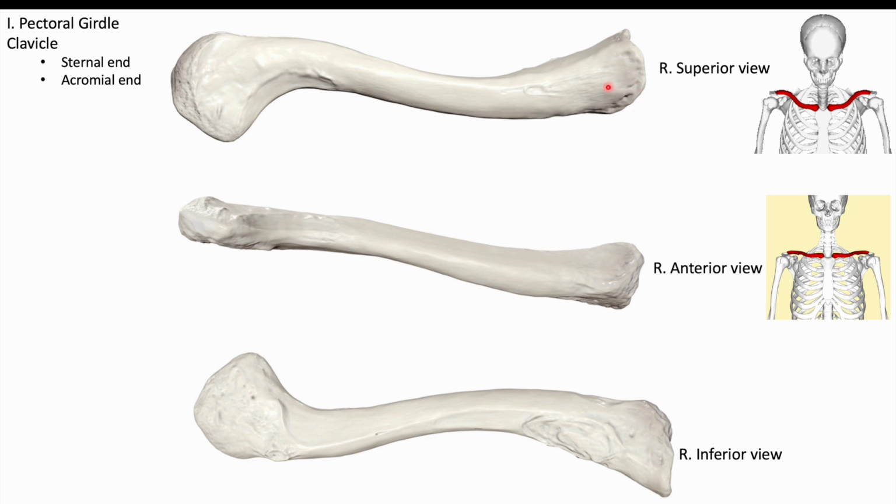So this is looking at the clavicle from the superior view. So if you're looking at a bird's eye view down, this is what it looks like. And this is the right clavicle, as you see here. The anterior view is looking at it from the front, facing the person, looking at their face. So this is the anterior view. The inferior view is looking at the bottom portion, looking at it from the bottom up.